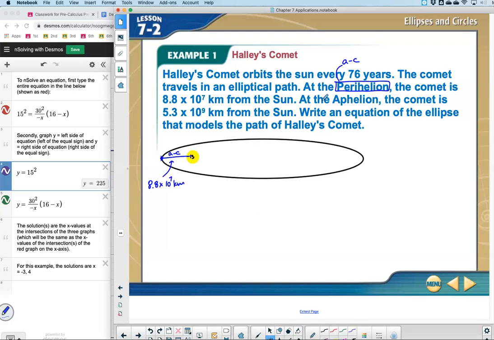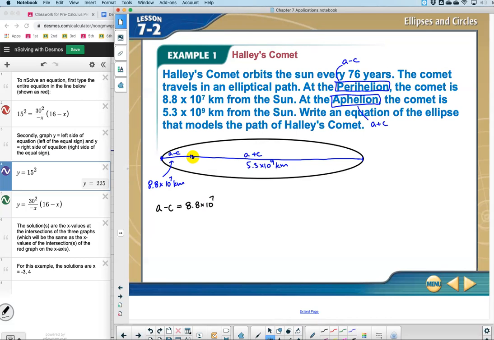Now it also tells us at aphelion that, if you've forgotten, was the value A plus C. A plus C is from here all the way to this vertex. So A plus C is that value, and it is 5.9 times 10 to the 9th power in kilometers. That's its distance. And so if I wrote these 2 values stacked on top of one another, you'd probably have a pretty good idea from Algebra 2 what we should do to solve this.